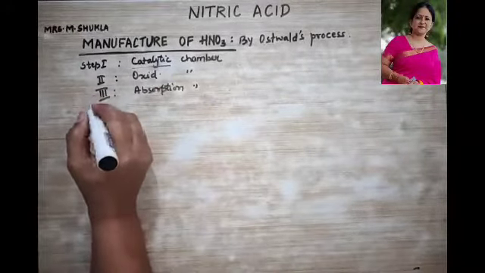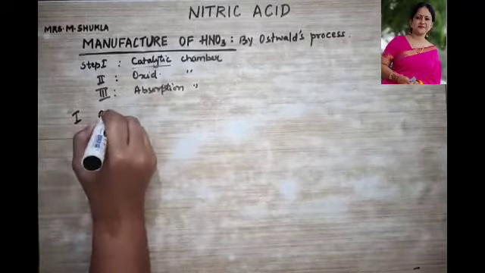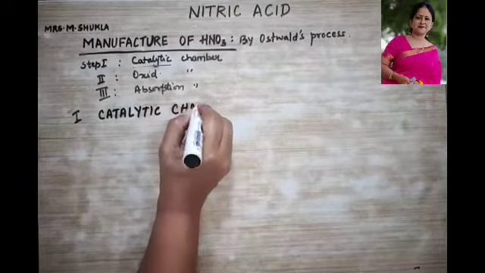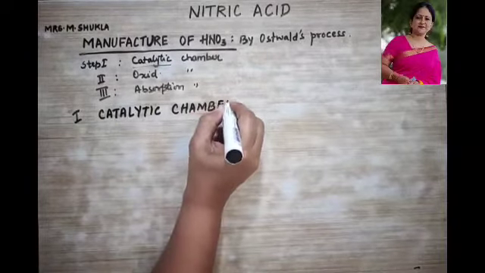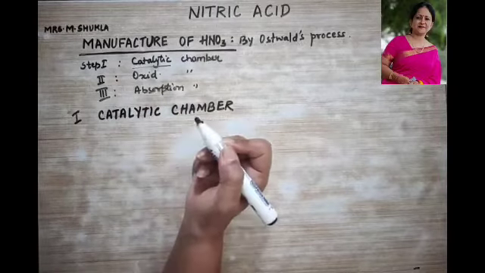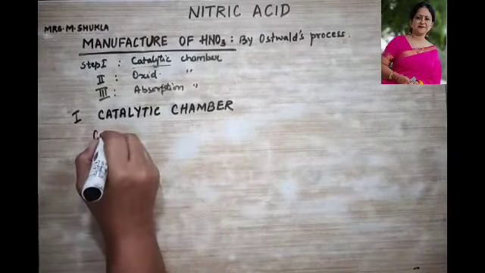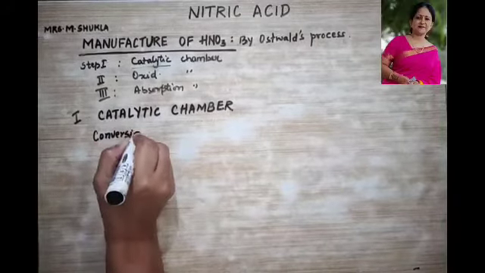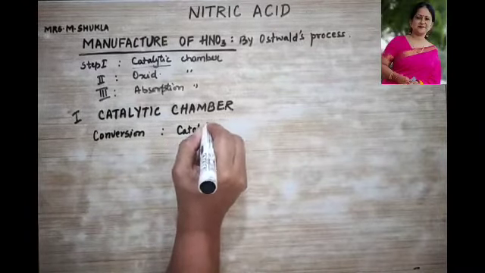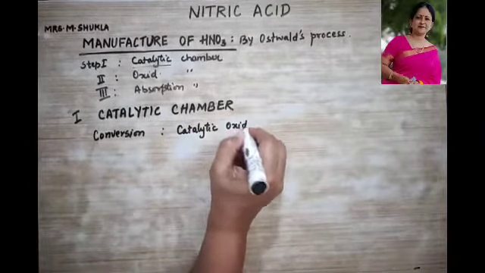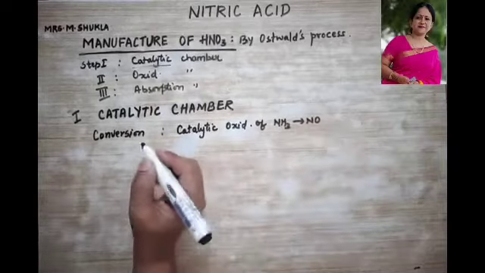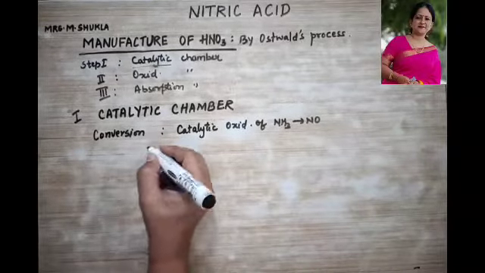Now look at the first step, that is the catalytic chamber. So what happens firstly in the catalytic chamber? In the catalytic chamber, oxidation of ammonia takes place to nitric oxide. What conversion are we going to study over here? That is the catalytic oxidation of ammonia to nitric oxide. So let us see the reaction over here.